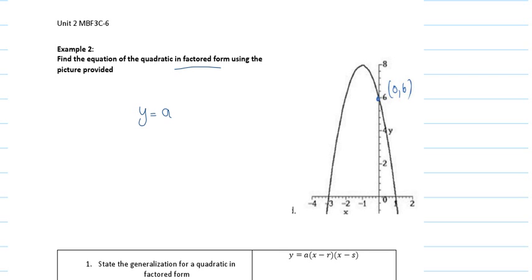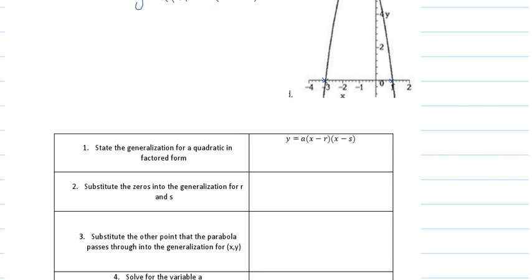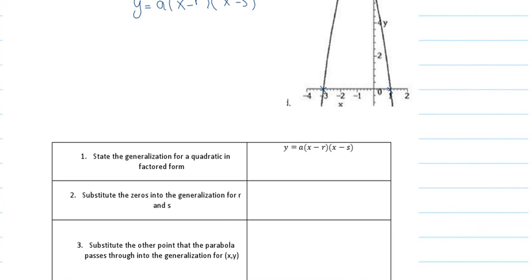A bracket x. Yep. Since it's in factored form, what am I looking at on the graph? The zeros. So my zeros are negative 3 and 1. Okay? So I started by writing the generalized formula, which I did up here, but it's already written for me here. So state the generalization of a quadratic in factored form. Then you're going to substitute the zeros in for R and S. Okay? So let's do that.